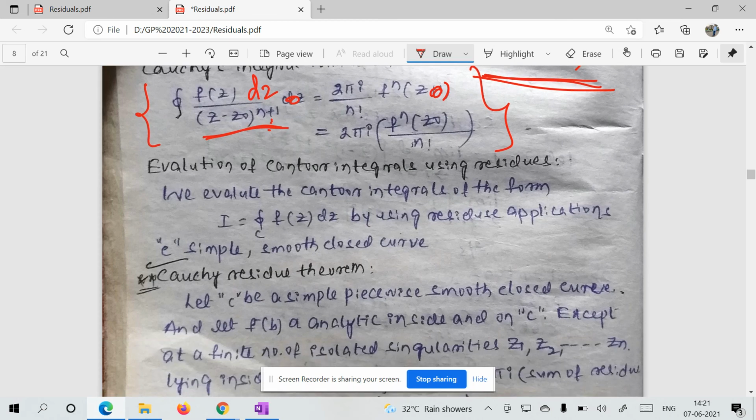Evaluation of contour integrals using residues. We evaluate contour integrals of the form I equal to the integral of f of z dz over the contour C, by using residue applications. C means a simple smooth closed curve. Simple means it cannot intersect itself. Suppose a curve like this intersects, it is not simple.